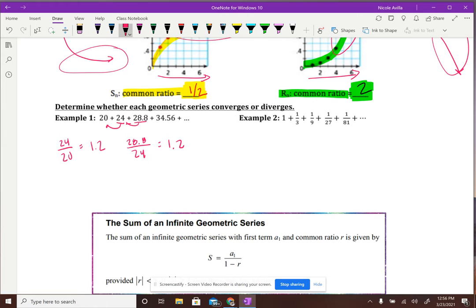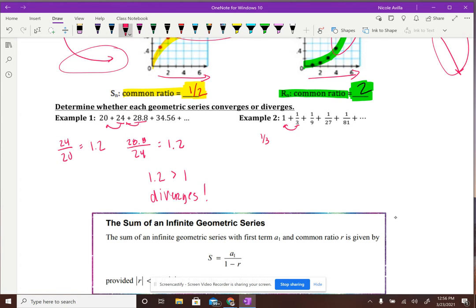Now, since my ratio is greater than 1 or less than -1, in this case it's greater than 1, I would say that this is divergent, or it diverges. That would mean that I cannot find the infinite sum. In this case, if I were asked to do so, I would simply say the sum does not exist, or there is no sum.